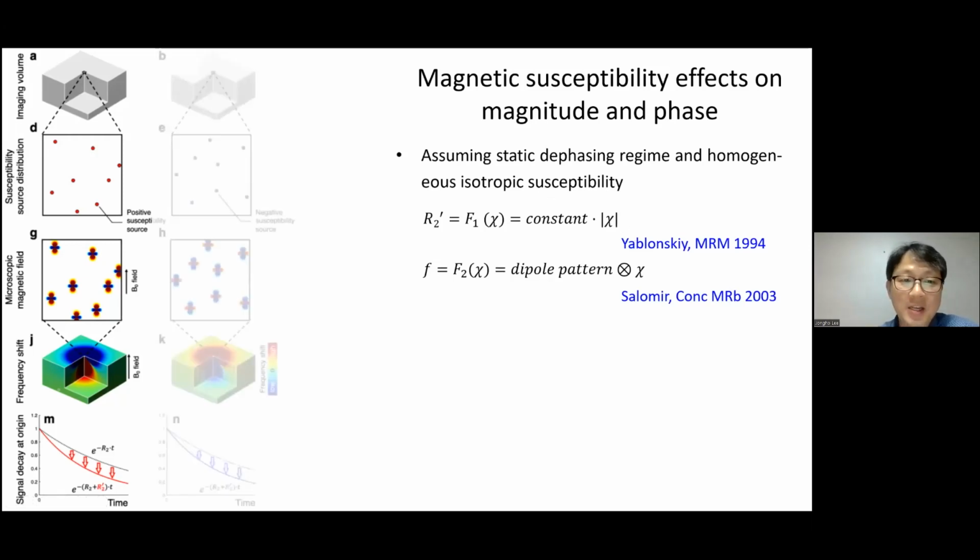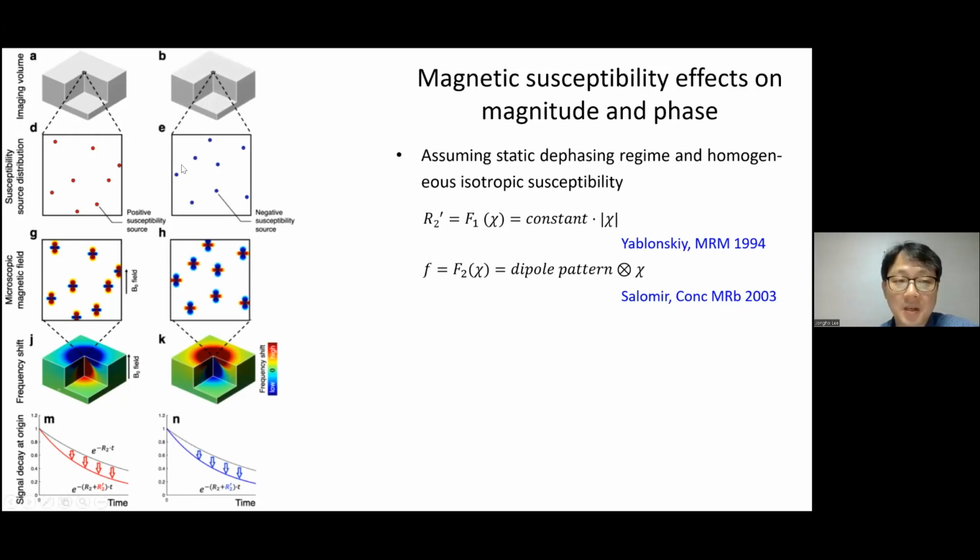What happens if we change the sign of these susceptibility sources? The result is pretty simple. Nothing changes in the R2 prime or R2 star decay. It's exactly the same, only the sign changed. And that's the reason why we have the absolute value here. For your bulk susceptibility, you have to take the absolute value so that you can measure the R2 prime change. But what really changes is the sign of the field outside of the voxel. So now if you look at the second equation, it doesn't have this absolute value, so that we can retain the sign of the susceptibility.